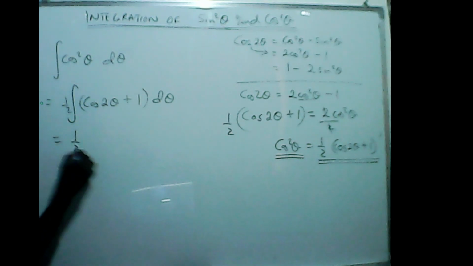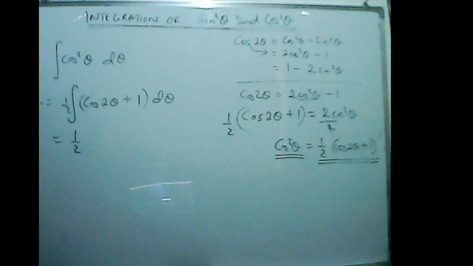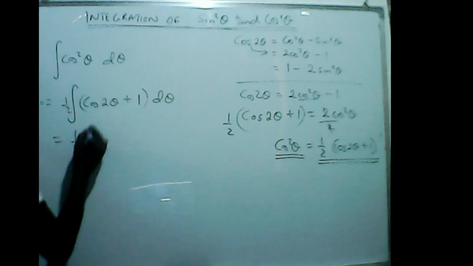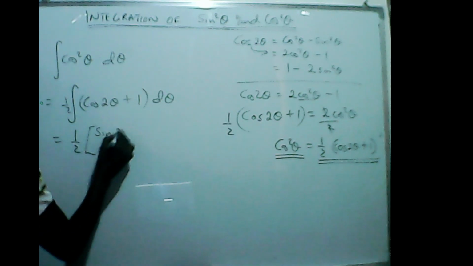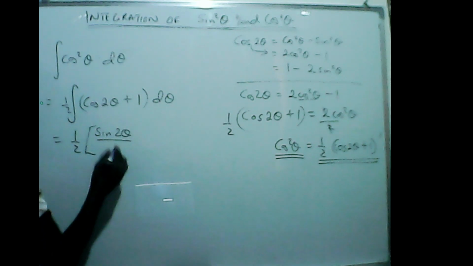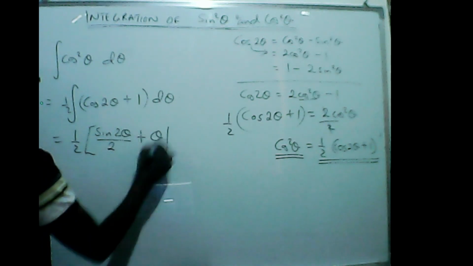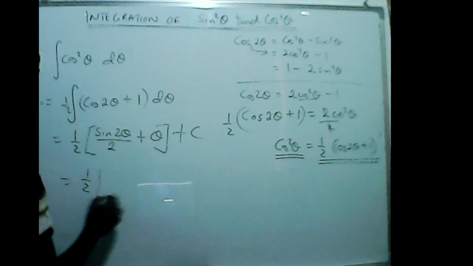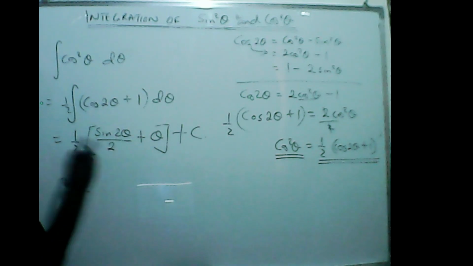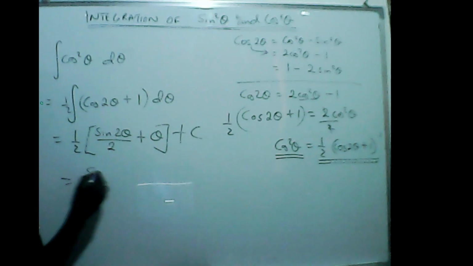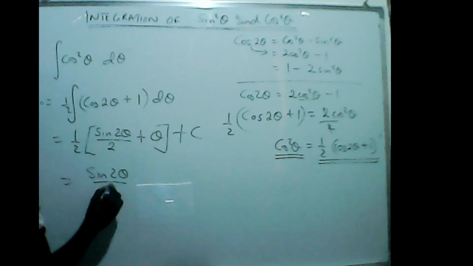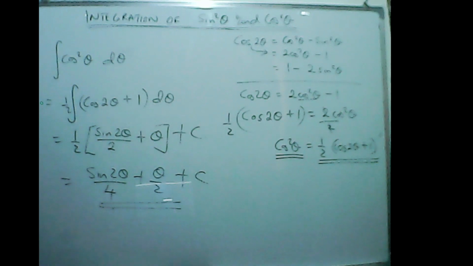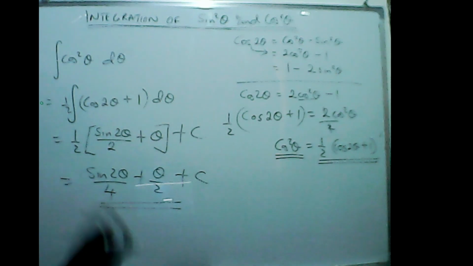Now integrating this, we have half integral of cos 2 theta. Remember, integrating cos theta is sine theta. Now for cos 2 theta, we have sine 2 theta over the derivative of the angle, 2, plus theta plus a constant of integration, which is equal to half into... so half we can multiply this, so that will be sine 2 theta over 2 times 2, that's 4, plus theta over 2 plus a constant of integration. Right? So this is how we integrate cos squared theta.